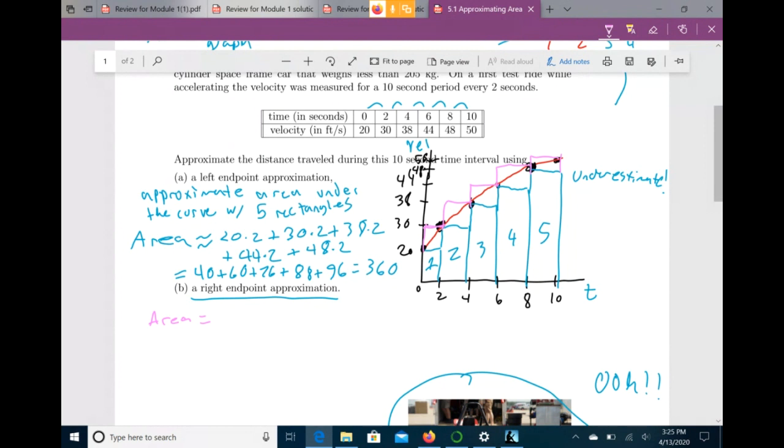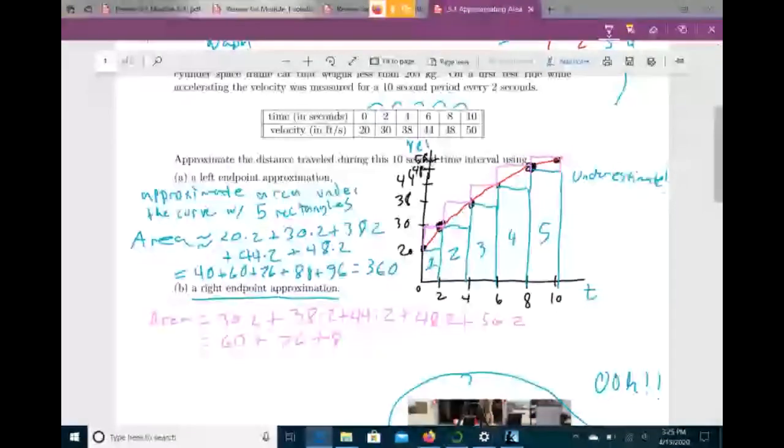Right, so now the area. When we compute the area, we'll use the right endpoint. For example, the first rectangle has a height of 30 rather than 20. So you have 30 times 2, 38 times 2, 44 times 2, 48 times 2, and then finally 50 times 2. So 60 plus 76 plus 88 plus 96 plus 100. Okay, so what does that come out to be?